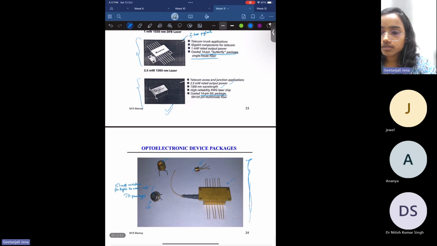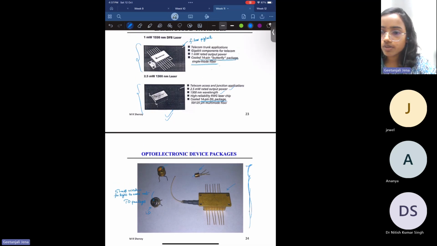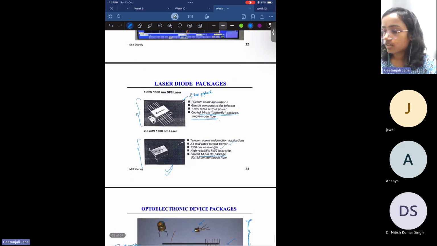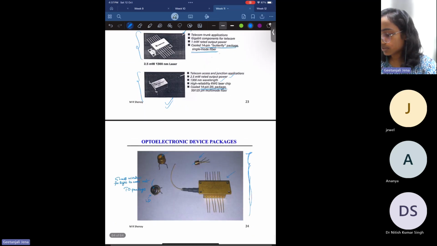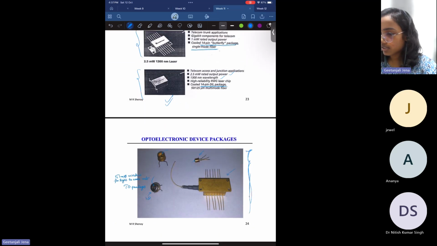So let me ask whether you have any doubt in week 11. Otherwise, we'll move to a few problems related to this concept. Then we'll see what is there in week 12.